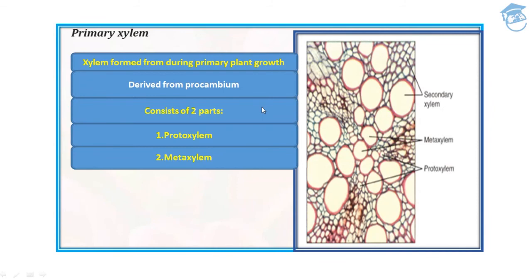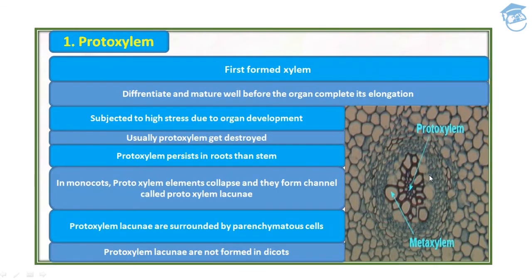So, primary xylem is formed during primary plant growth. It is derived from procambium. It consists of two parts, protoxylem and metaxylem. This is metaxylem and these smaller ones are protoxylem. The bigger ones are metaxylem and the smaller ones are protoxylem. Now we'll talk about protoxylem. It is the first formed xylem. Later it forms metaxylem. It differentiates and matures well before the organ completes its elongation.